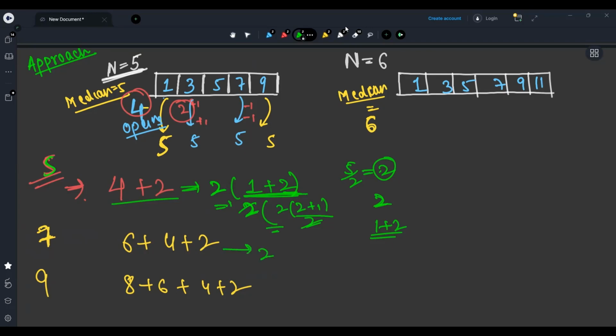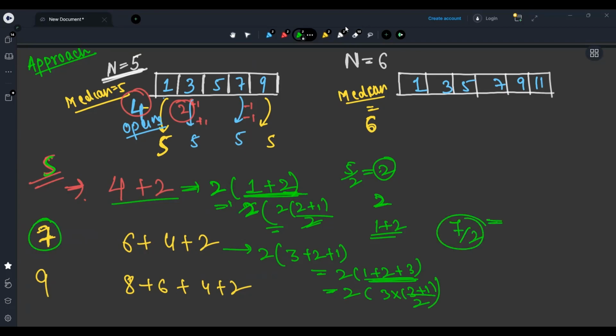Similarly for these, if I take 2 common, this will become 3 plus 2 plus 1, or we can say in reverse order 1 plus 2 plus 3. So this will be equal to 3 into 3 plus 1 by 2. Okay, so this is a formula. So for 7, we have 7 by 2 elements, that is 3 elements. So for 3 elements, we have this formula.